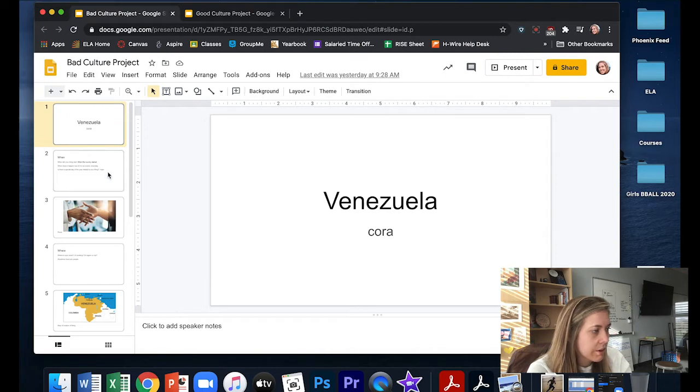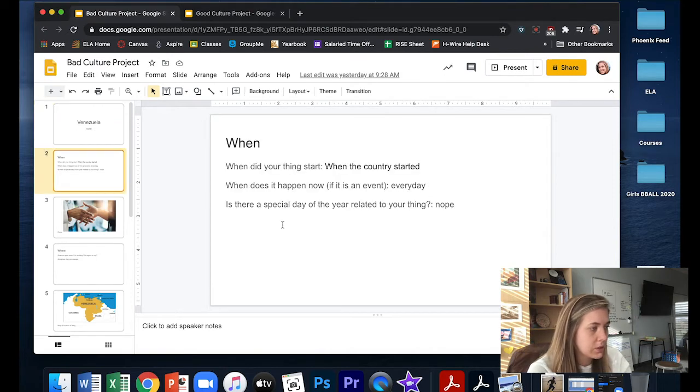Okay, the next common issue: in the template, I have a when slide. If you take a look at this slide, it still has all the original prompts on it. So it still says, when did your thing start? When does it happen now? Is there a special day of the year related to your thing? Those questions are mostly thought questions. You actually don't even need to answer all of them.